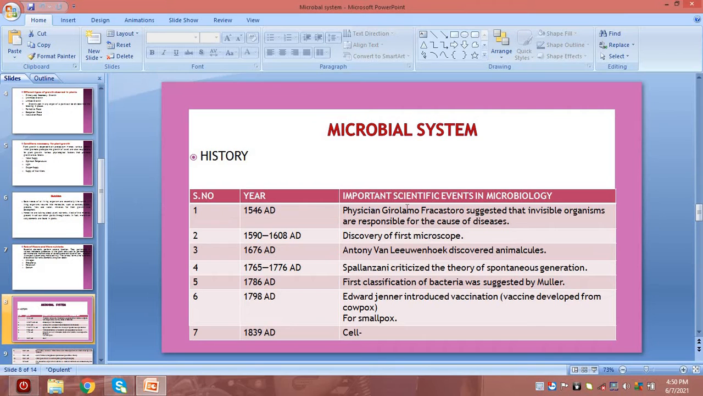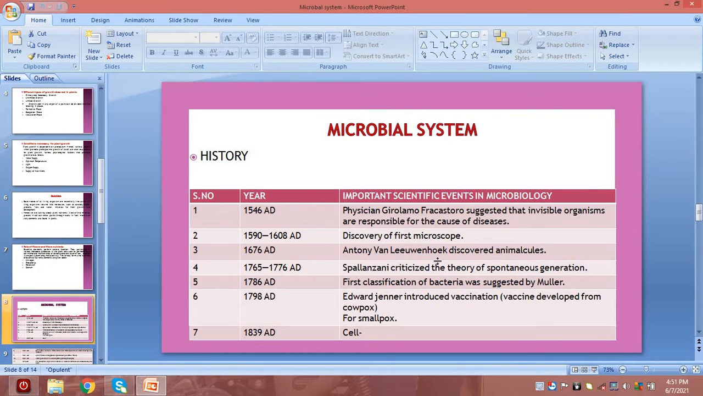As this microbial system deals with microorganisms, and they are very small, bacteria, fungi, they cannot be seen with the naked eye, they are invisible, and all these bacteria, fungi, algae, virus cause different diseases. They are mainly responsible for infections or disease. This was said by the scientist Girolamo Fracastoro.